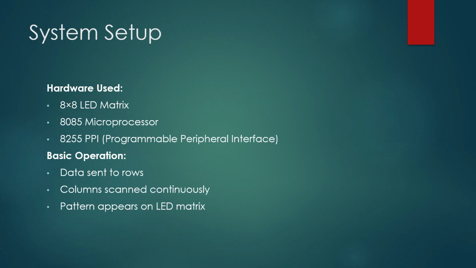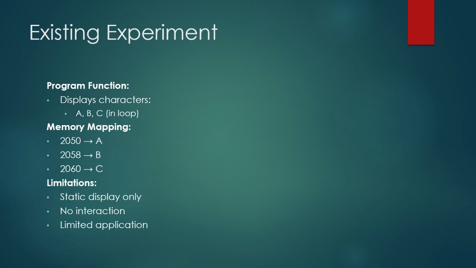The system setup that I used was an 8 by 8 LED matrix, an 8085 microprocessor controller, and an 8255 PPI, which is a programmable peripheral interface. The basic operation was that data was sent into rows, columns were scanned continuously, and patterns appeared on the LED matrix. That was what was given to us as per the lab manual.